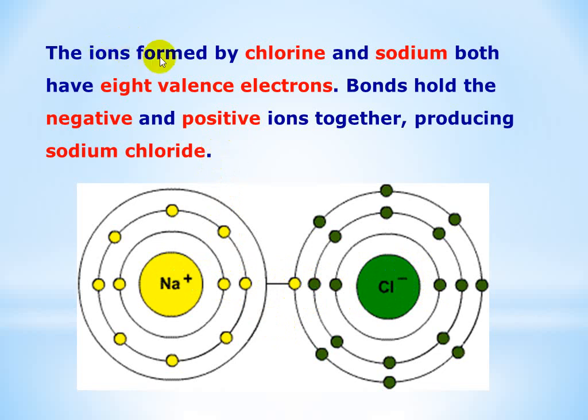So the ions formed by chlorine and sodium both have 8 valence electrons. After removing this electron from sodium, the outermost energy level has 8. And after gaining 1 electron for chlorine atom, the outermost energy level contains 8 valence electrons. Bonds hold the negative and the positive ions together, producing sodium chloride.